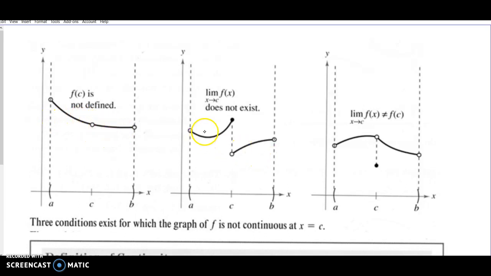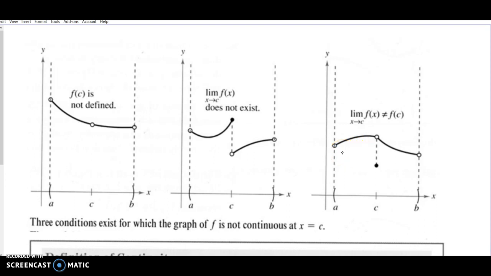Here, the limit of f of x as x approaches c doesn't exist. And we studied already why this limit doesn't exist at c. It's because the left-hand limit and the right-hand limit don't equal the same thing. So that makes sense. And then here, the limit is not equal to f of c. So while the limit does exist, it's not equal to the function's value at that point. This is called removable discontinuity, right? So all three of these are cases where we don't have continuity at a point.